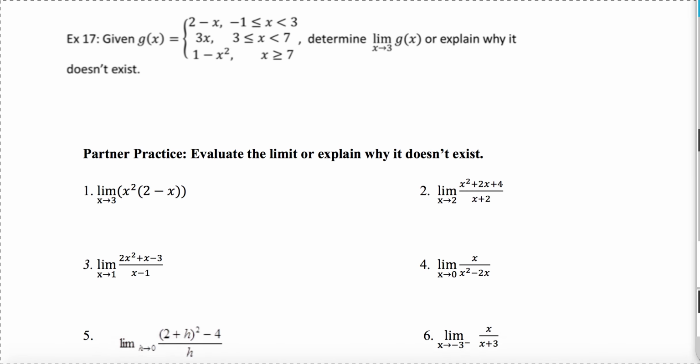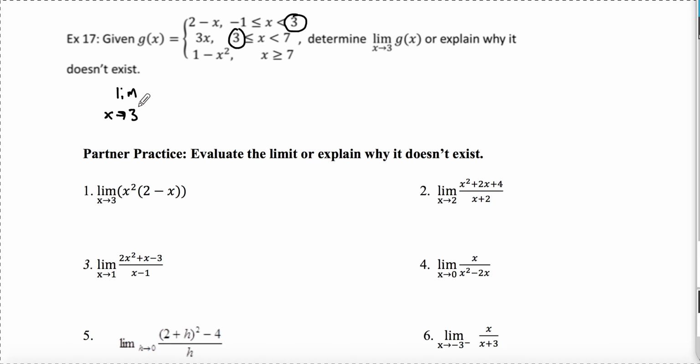All right, plowing ahead. Given this piecewise function here, let's determine the limit as x approaches 3, or explain why it does not exist. Now here's the issue. With piecewise functions, we have breaks here, right? Our graph is going to be chopped up into little intervals. So if the limit is going to exist here, we need to know that the left-hand limit and the right-hand limit are going to approach each other.